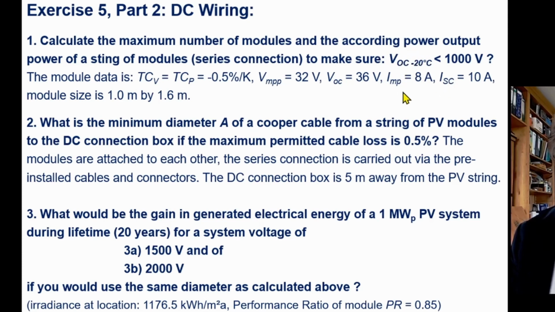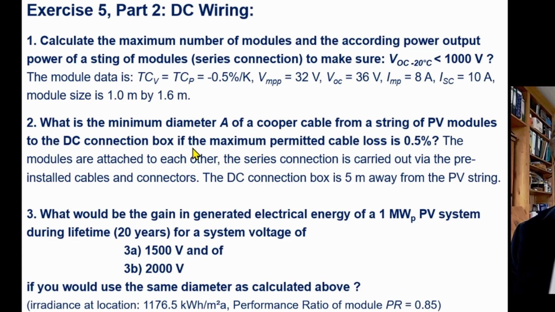And if the voltage is higher than 1000 volts, your inverter may be destroyed, or other components may not work correctly anymore, or it could even be an insurance problem, because you are not able to make sure that the voltage always stays below 1000 volts. If you have higher voltages than 1000 volts, the standards change. These are model data.